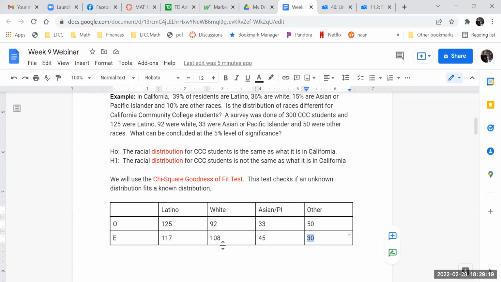Now if we look at the observed and expected, did we observe exactly what we expected? That should be obvious. Definitely not a trick question. Yeah, we did not exactly observe what we expected. We expected 117 Latinos. We observed 125 Latinos. So, if we observed a different number than we expected, can we say that the distribution of California community college students is not the same? Because, hey, we got something different. What do you think?